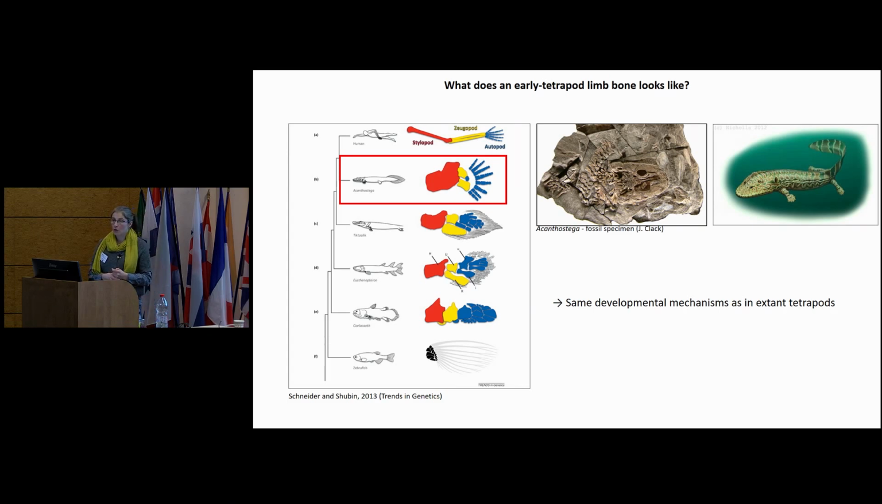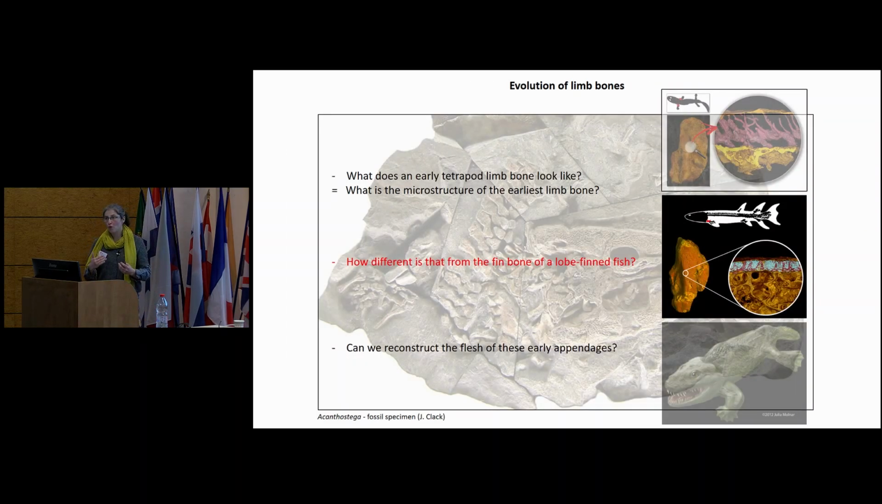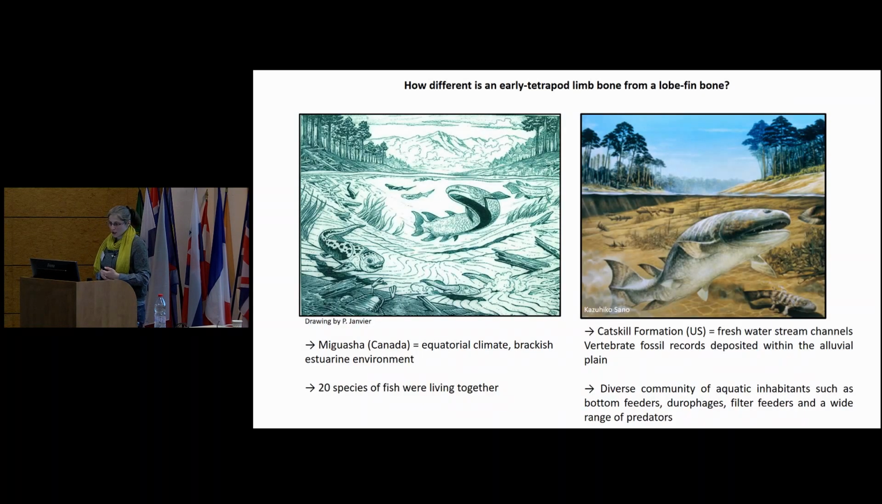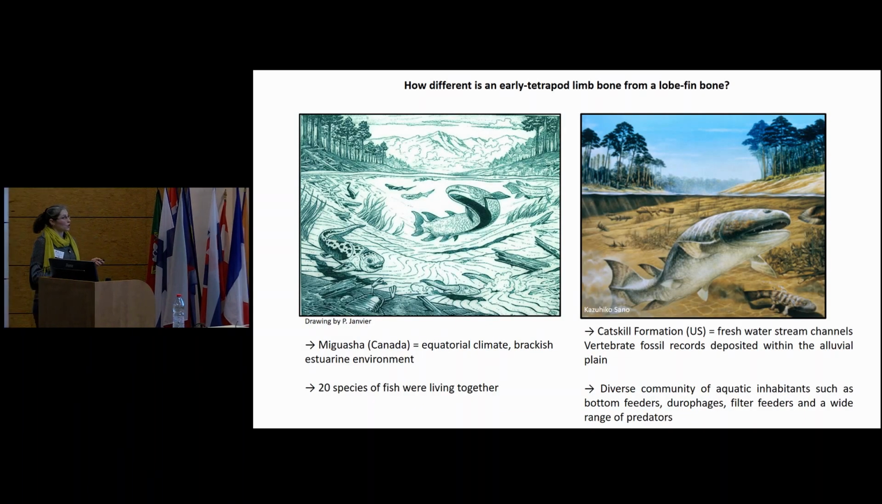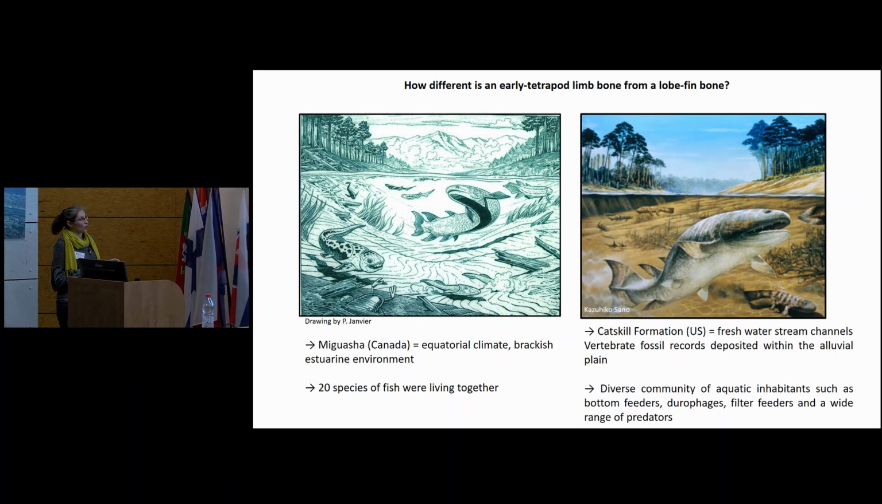So already 360 million years ago, we had exactly the same development of the limb bones. And how different is that from the fin bone of a lobfin fish? Here you have 2 different lobfin fish. One, Eusthenopteron, which is coming from Canada, from Miguasha.